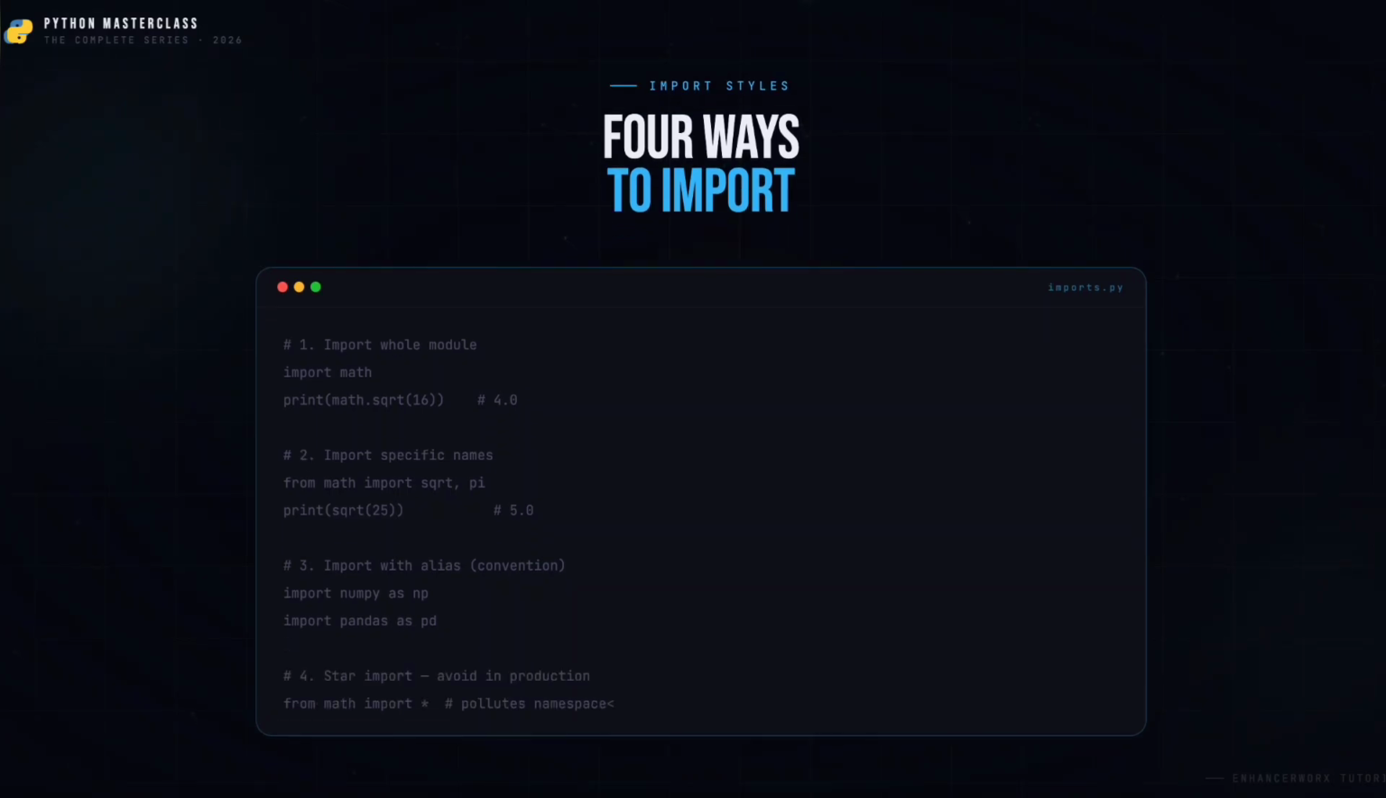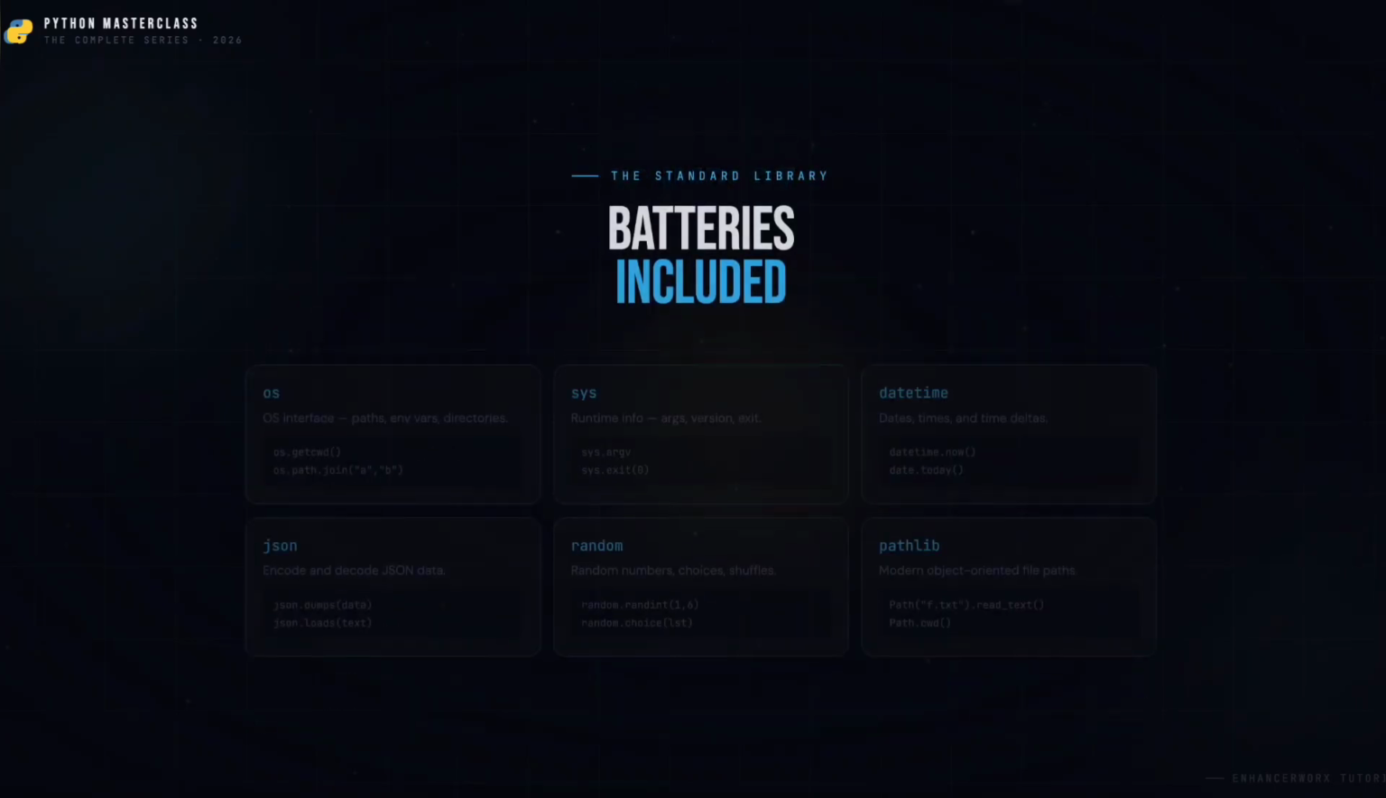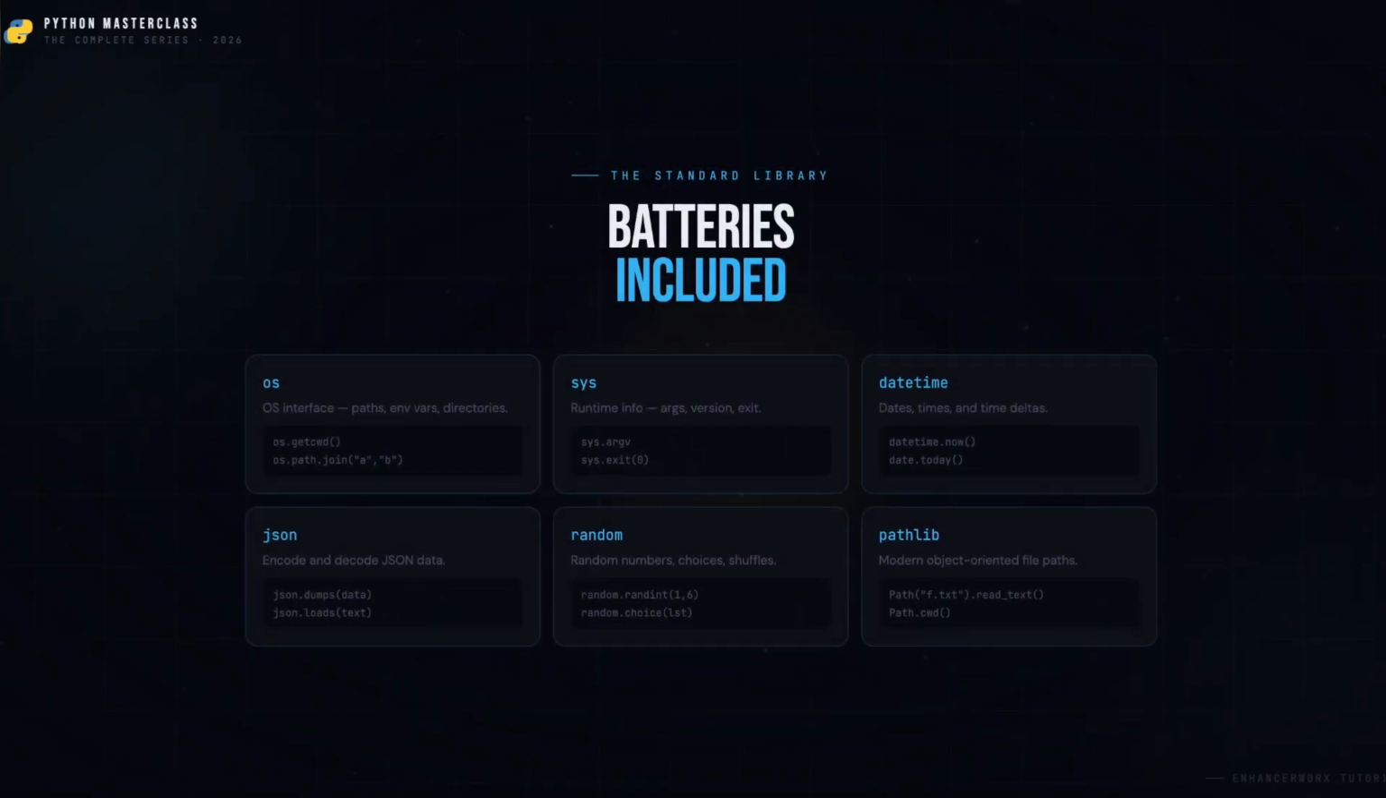Python ships with over 200 standard library modules, what the community calls batteries included. The os module handles operating system interactions. Sys gives you runtime information. Datetime handles all time-related logic. JSON encodes and decodes JSON data, which is essential for working with APIs. Random generates random numbers and choices. And pathlib provides a clean modern interface for working with file paths.